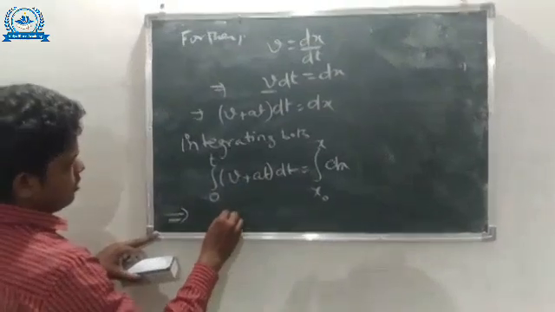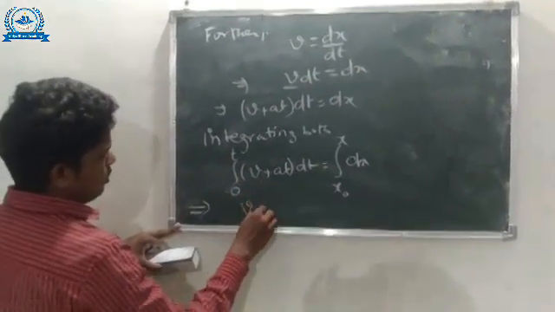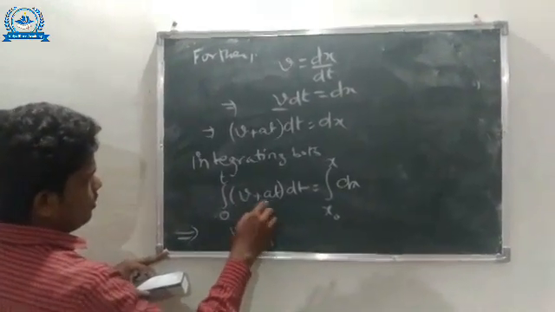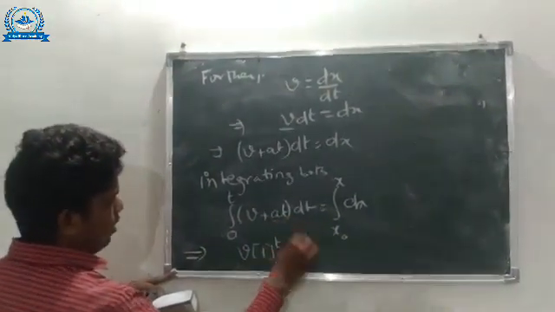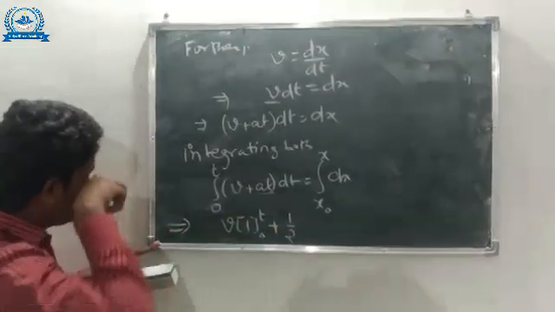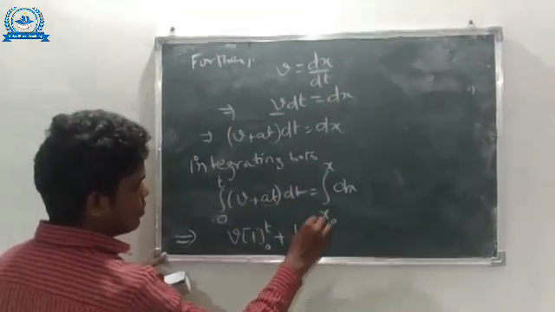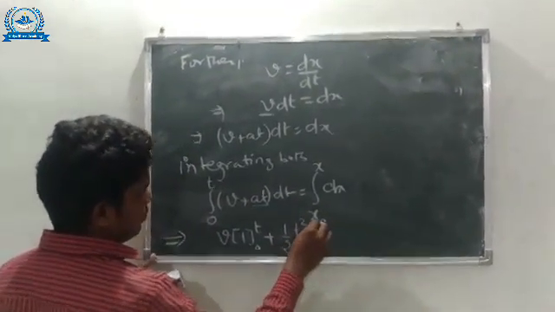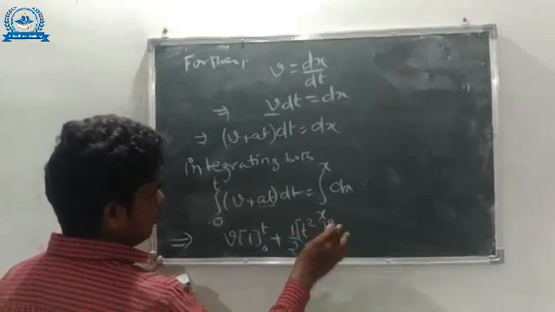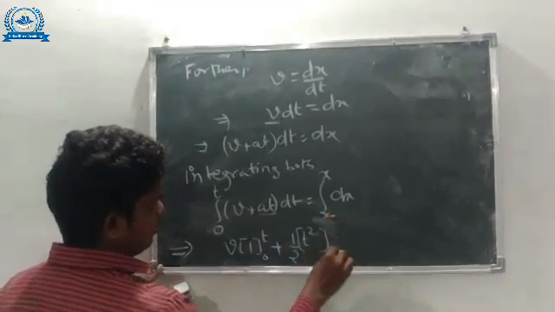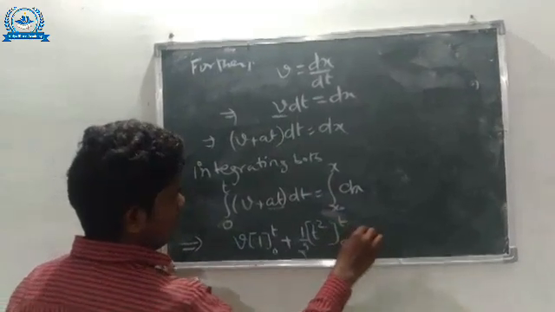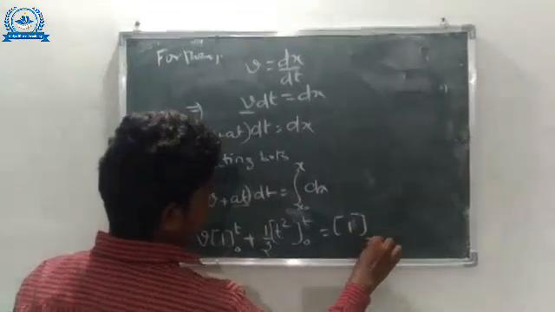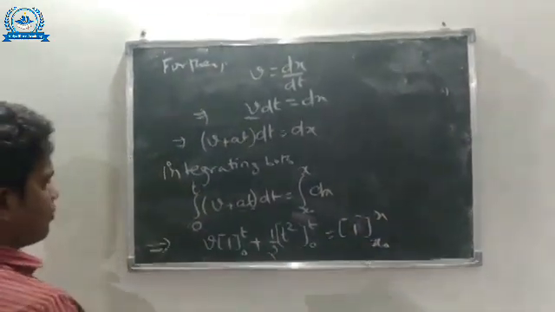So now solving this, since v0 is constant, this will become v0 t. Okay, and this will be half a t square, the integral of t dt being t square by 2. So this will take lower limit and upper limit. This is 0 to t, and on the right-hand side we will do the integral from x0 to x.